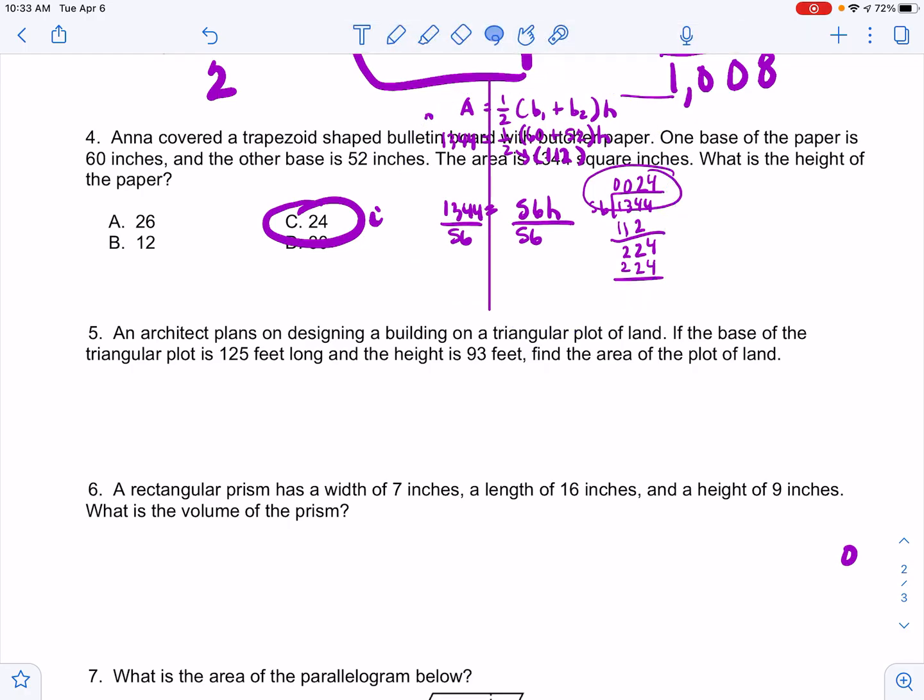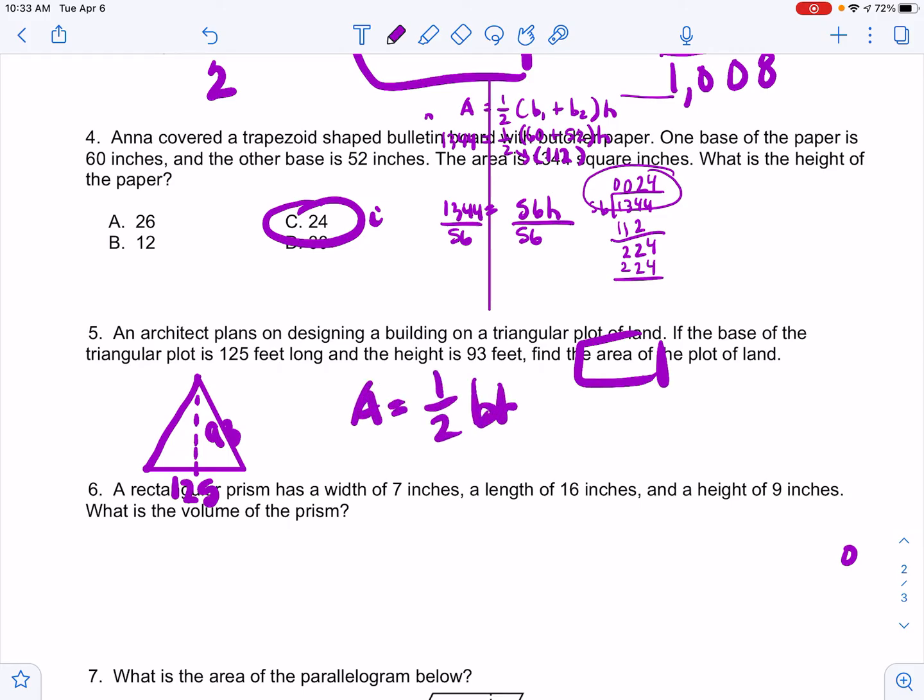Number 5. An architect plans on designing a building on a triangular plot of land. The base is 125 feet long. This is not to scale. And the height, remember it has to run perpendicular, is going to be 93 feet. Find the area of the plot of land. Please refer to your star chart. Area is equal to 1/2 base times height.